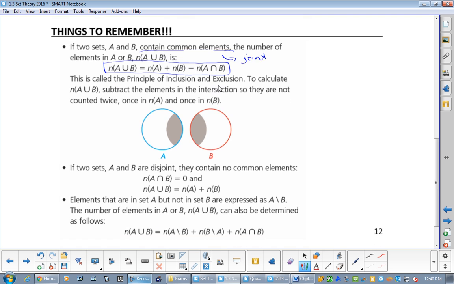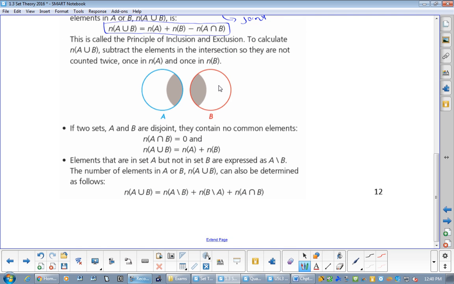Now, if the two sets are disjoint, N of A and B will be 0. Which, that shouldn't even be 0. It should be the empty set, because what if 0 is one of your numbers? That's confusing, right? So we usually say that it's an empty set.